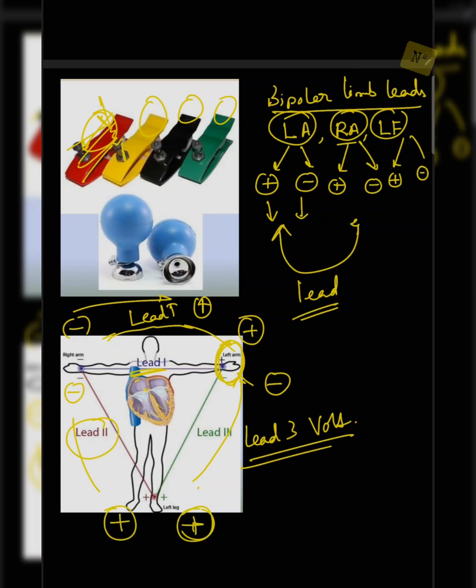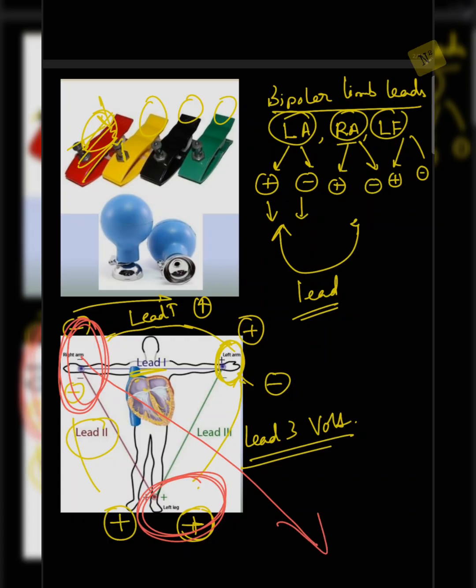Now have you seen one thing? The right arm terminal is always used as the negative terminal and the left foot is always used as the positive terminal, and this is actually the line of passage of the electrical conduction pathway. So the sinoatrial node is over here, the AV node is over here, and the signal is passing like this. As you know from your theoretical knowledge, it is passing like this, along the direction of the conduction pathway of the lead. So any lead which is along the pathway, supposedly you are detecting the lead 3 volt.